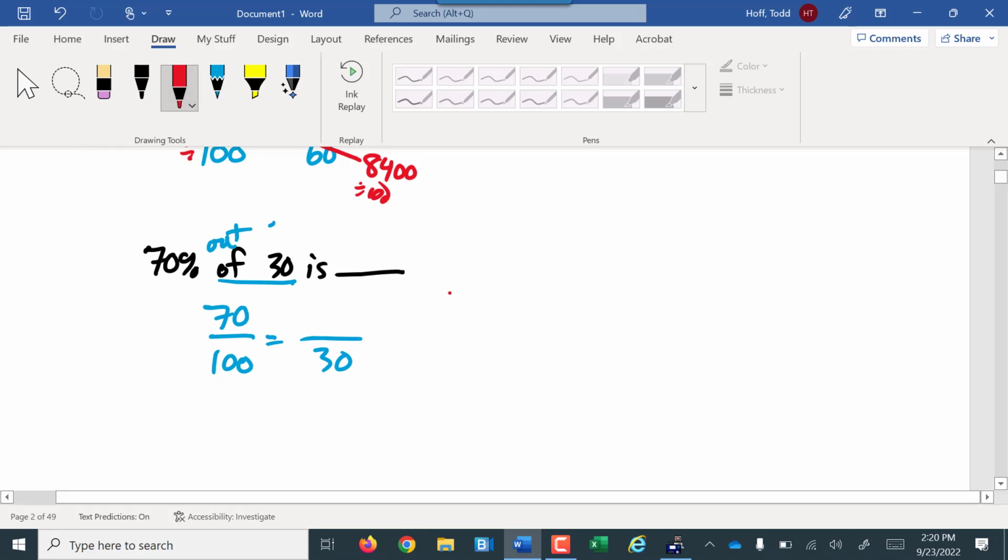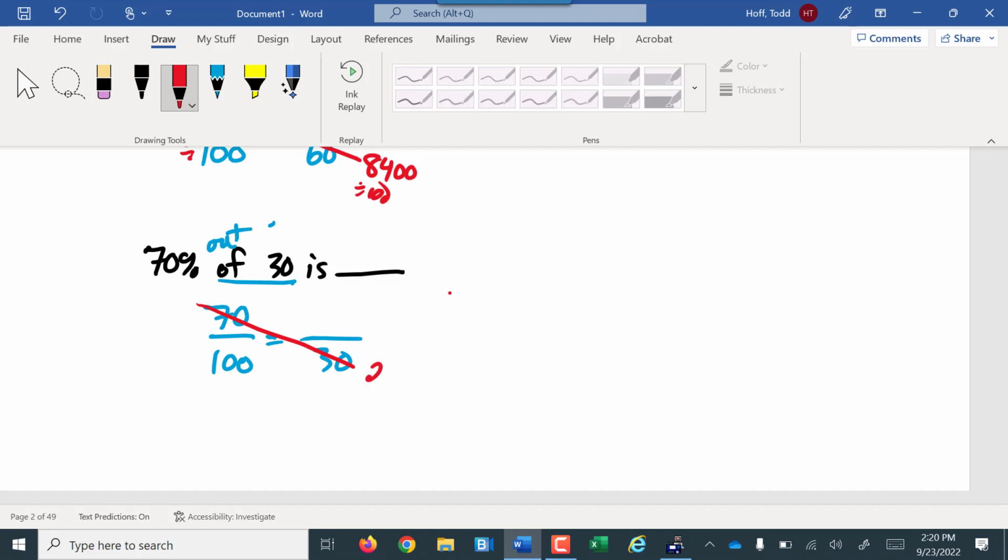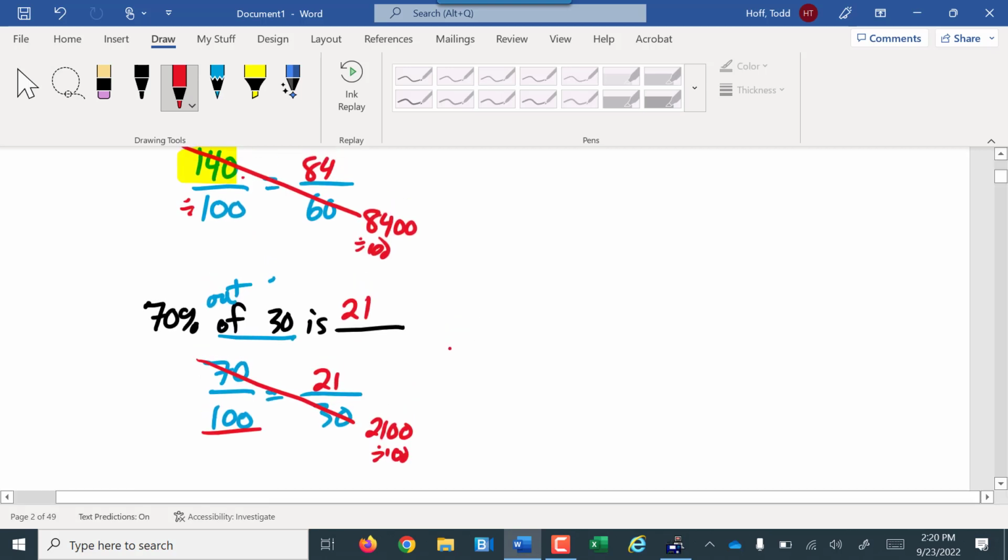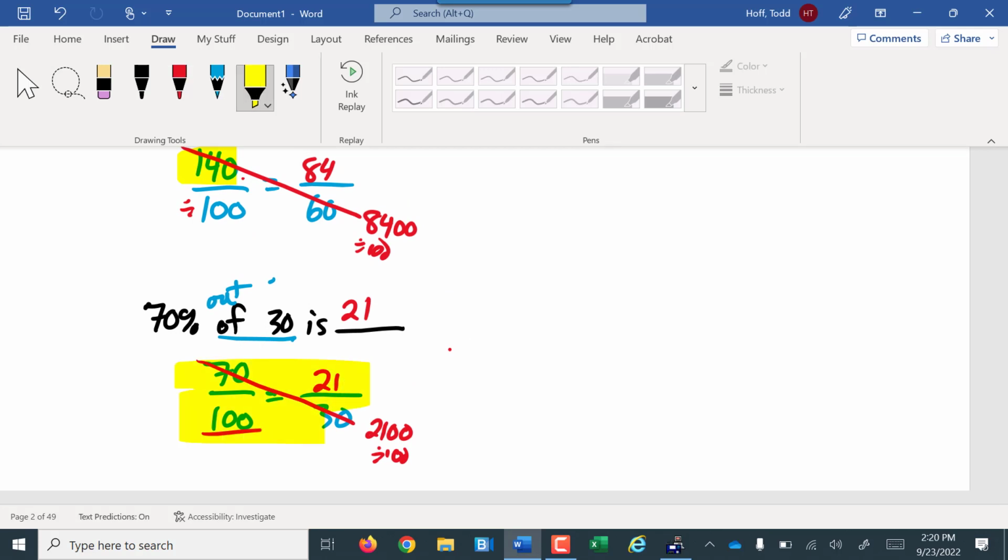To calculate, what gets multiplied? 70 times 30 is 2,100, and then divide by 100 to get 21. 70% of 30 is 21. So, go ahead. Do you have a question? All these problems here are worded differently, but you'll notice they were set up exactly the same way in the proportion.